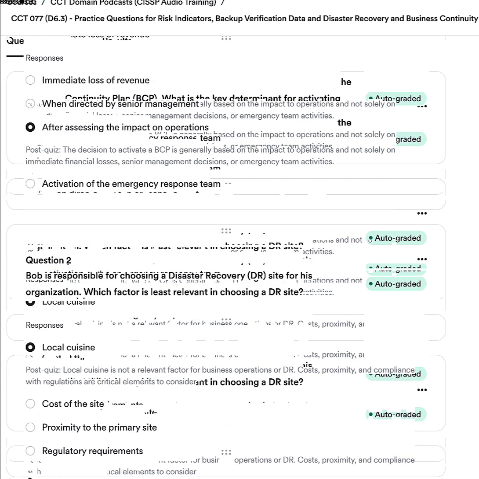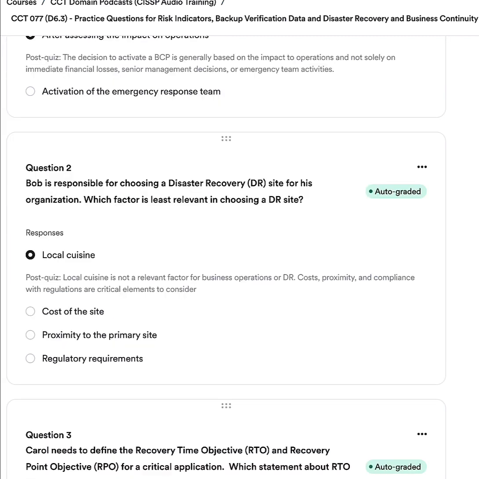Question 2. Bob is responsible for choosing a disaster recovery site for his organization. Which factor is least relevant in choosing a DR, or disaster recovery location? A, local cuisine. B, cost of the site. C, proximity to the primary site. Or D, regulatory requirements.